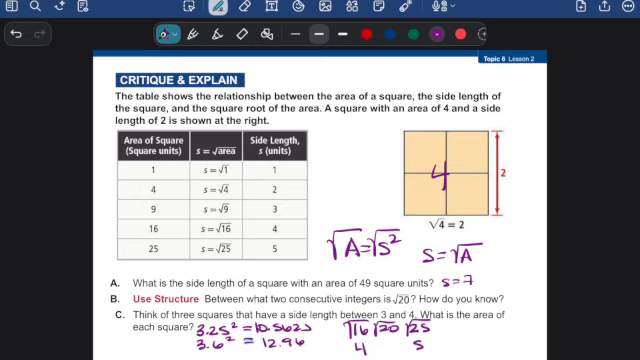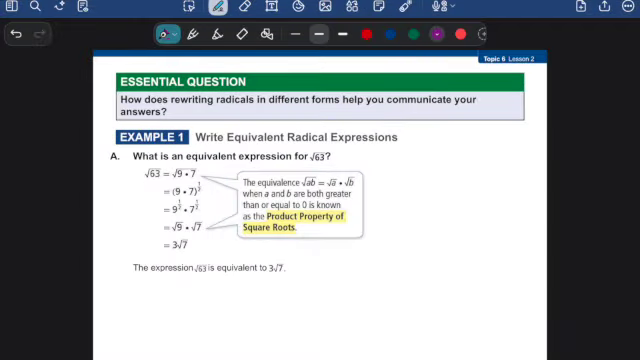Let's do really close. Not quite 4, 3.99. If I square the side length, I'll get the area. So the area then would be 15.9201. You could pick any number in between 3 and 4, any decimal you wanted, and just square it to find the area. Example 1, writing equivalent radical expressions.